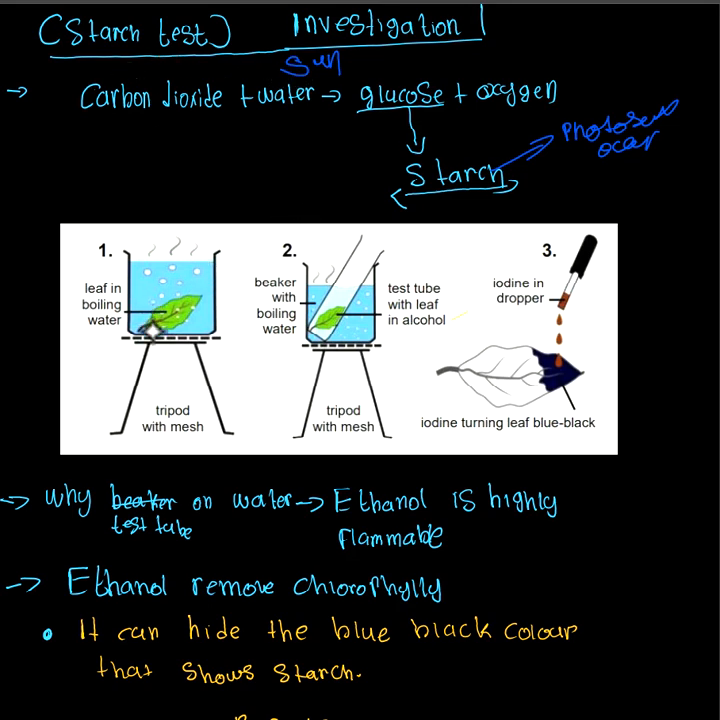What do we do during the starch test? First thing, we have to have our beaker. Inside our beaker we have water, and then we place the Bunsen burner to produce heat to the water, and this water will boil. As the water boils, the leaf will be killed. All the cells within this leaf will be killed. Therefore, all the metabolism that is occurring in this leaf will stop.